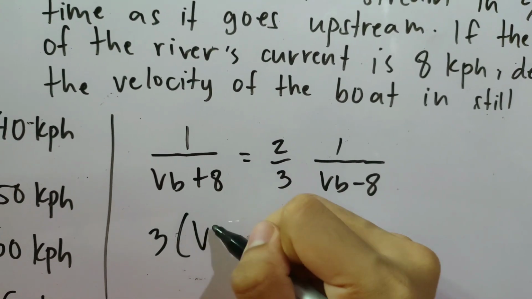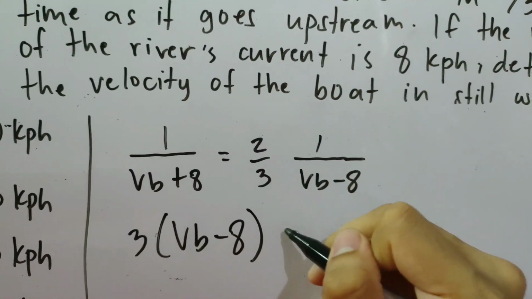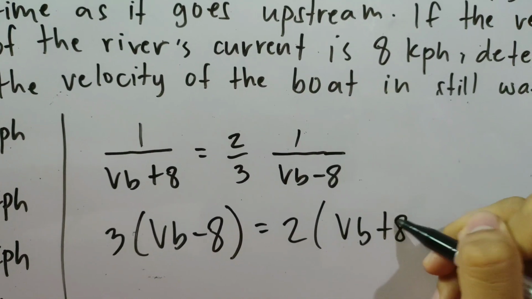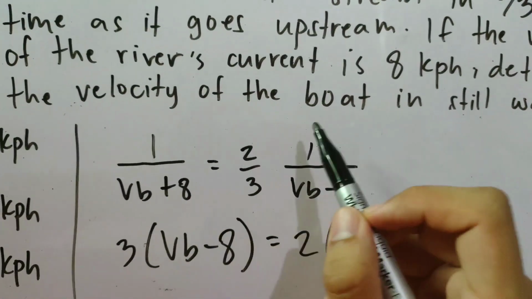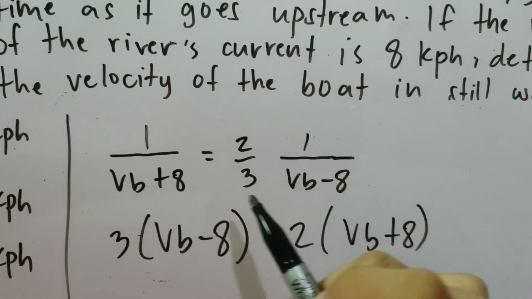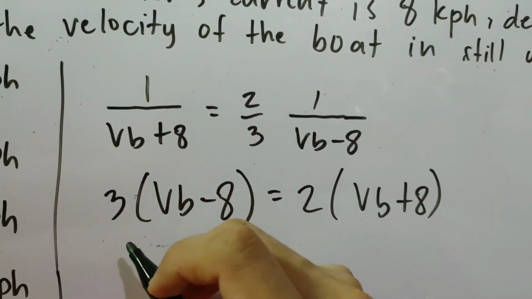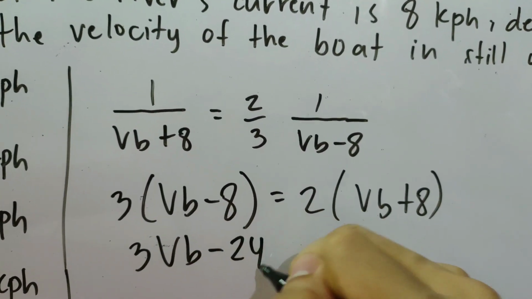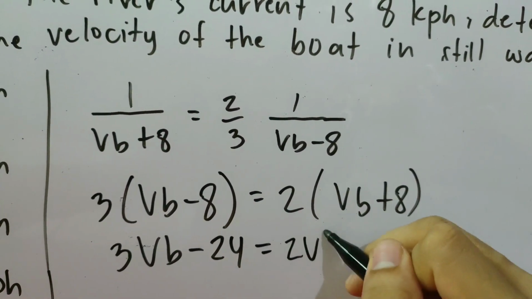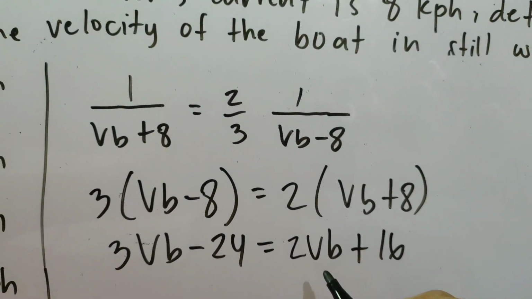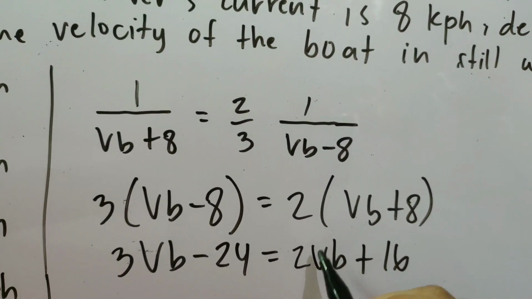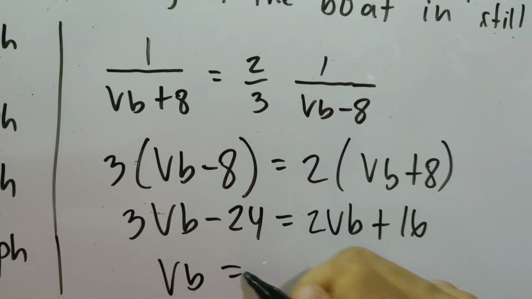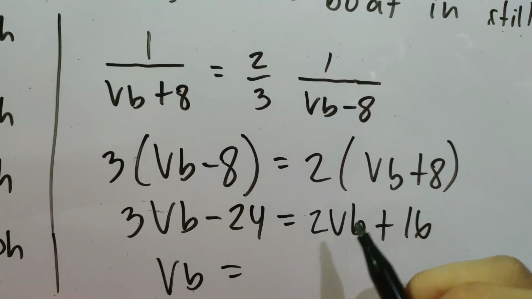Magiging 3 times VB minus 8 is equal to 2 times VB plus 8. Yung VB plus 8 nilagay doon, tapos yung VB minus 8 times 3 nilagay dito. So, i-multiply natin. Ito magiging 3VB minus 24 is equal to 2VB plus 16. So, i-collect natin yung VB, lipat natin yung 2VB sa kabila. Magiging VB na lang to, mga minus. VB is equal to 16 plus 24, which is equal to 40.